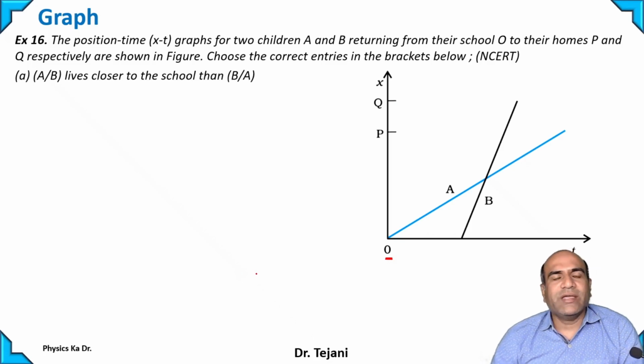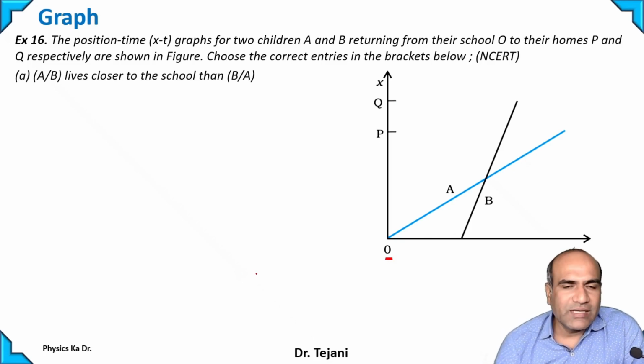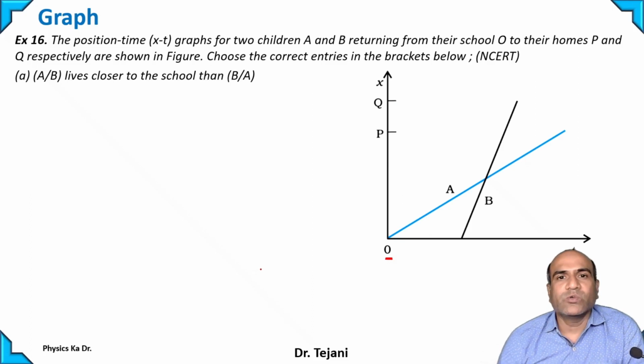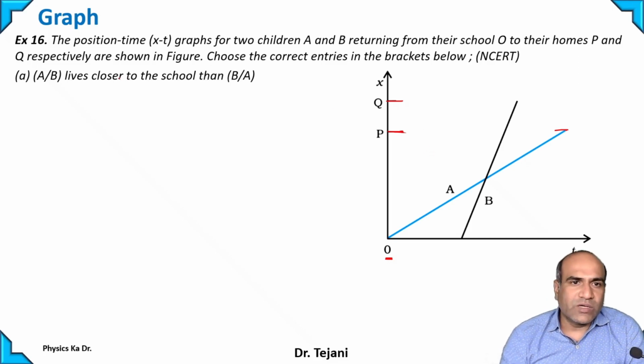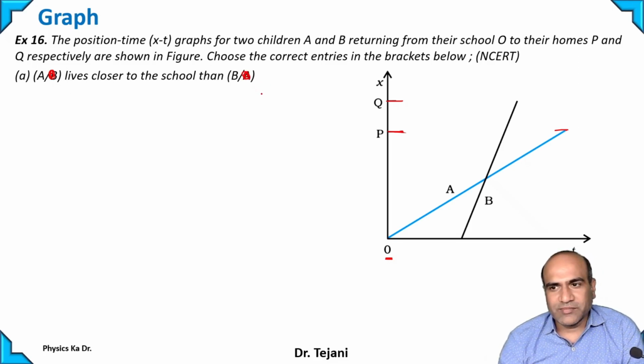So first it is given: A or B lives closer to school than B or A. See this distance travelled. We can see here A is travelling distance P, B is travelling Q, and Q is higher. So who is living closer? A lives closer than B.